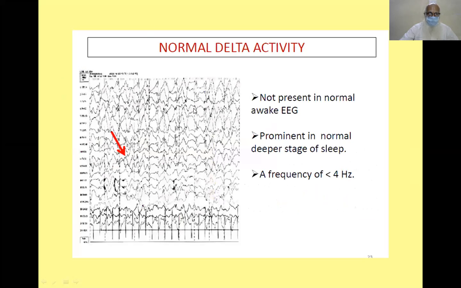So delta activity, you can see they are very large, and they last for a very longer period. So frequency is less than 4. And usually when the sleep is more deep, then you'll find this kind of delta activity.